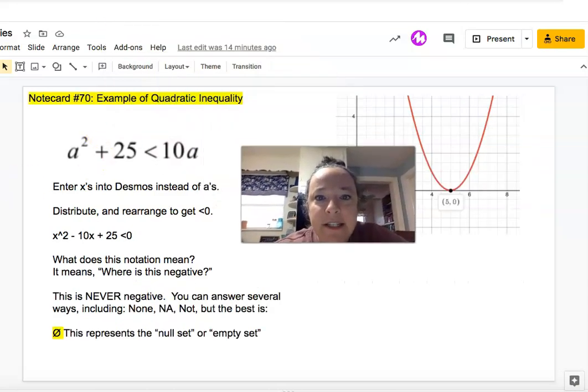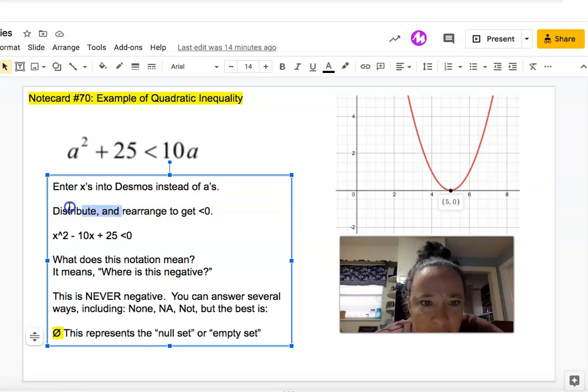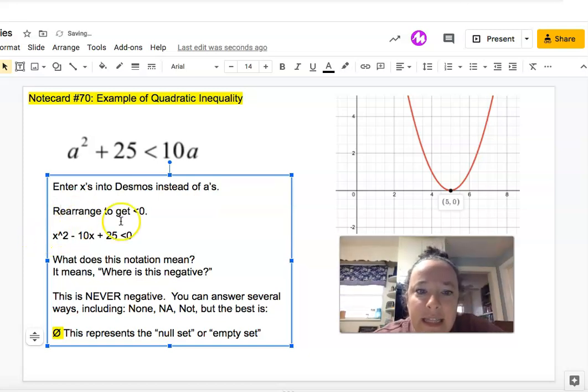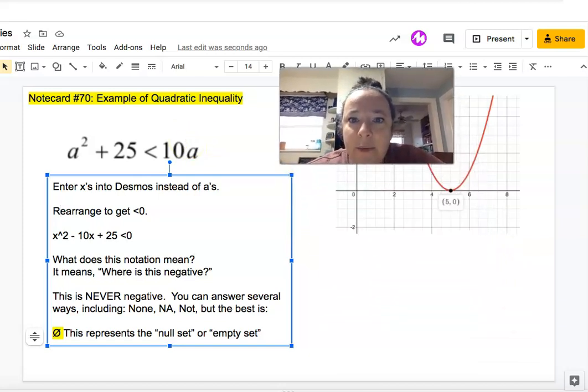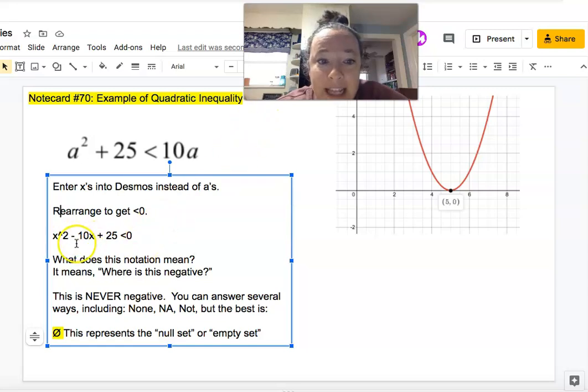All right, this is note card 70. This one has a's, and it's got a less than 10a. So of course we're going to need to do x's instead of a's into Desmos, and we're going to need it to not distribute this one. We just need to rearrange to get a less than 0. So of course that's just tossing the 10a over. When you toss the 10x over, it would be a -10x, and make sure you put it in standard form. So that would go in the middle there. It's less than 0. This means negative.